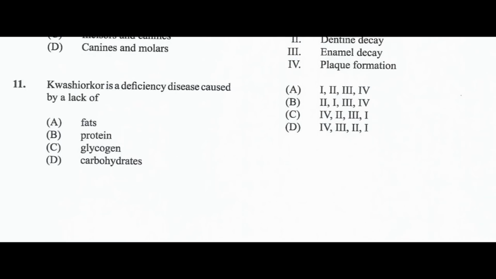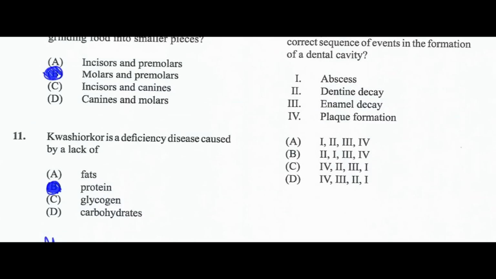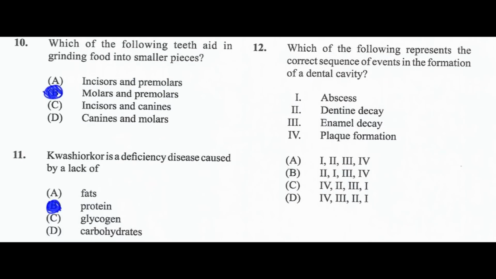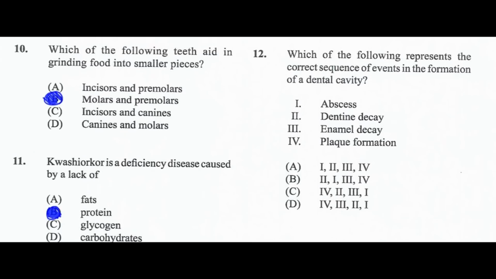Kwashiorkor is a deficiency disease caused by lack of proteins. So you need to know that. These are protein deficiency diseases, kwashiorkor, and another one is marasmus. Well, it falls under protein deficiency in your syllabus, but marasmus isn't ideally only a protein deficiency; really, marasmus refers to starvation in general.